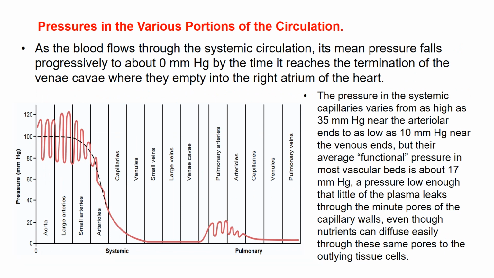As the blood flows through the systemic circulation, its mean pressure falls progressively to about 0 mm of mercury by the time it reaches the termination of the venae cavae where they empty into the right atrium of the heart. The pressure in the systemic capillaries varies from as high as 35 mm of mercury near the arteriolar ends to as low as 10 mm of mercury near the venous ends, but their average functional pressure in most vascular beds is about 17 mm of mercury, a pressure low enough that little of the plasma leaks through the minute pores of the capillary walls, even though nutrients can diffuse easily through these same pores to the outlying tissue cells.